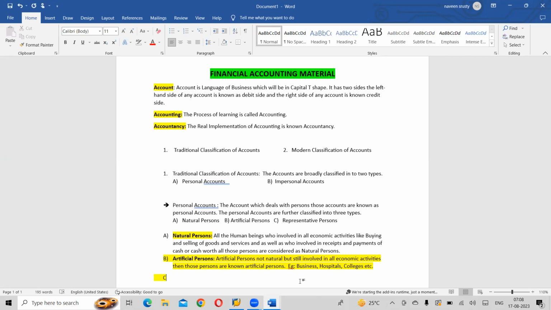Next, we have one more person. It's very important. Representative persons. What are representative persons? The person who is representing someone, like working on someone's behalf. See, an artificial person is also representing a person only, right? Then what is the difference? Representative persons are very important.